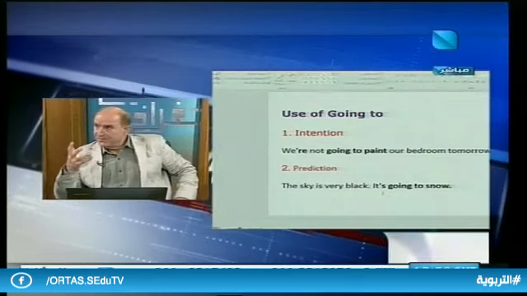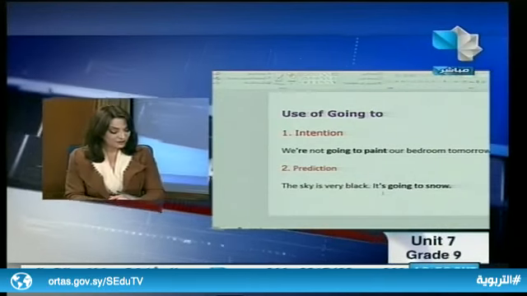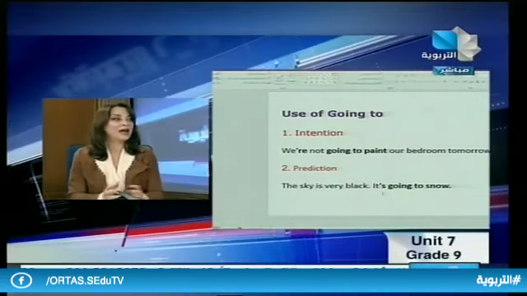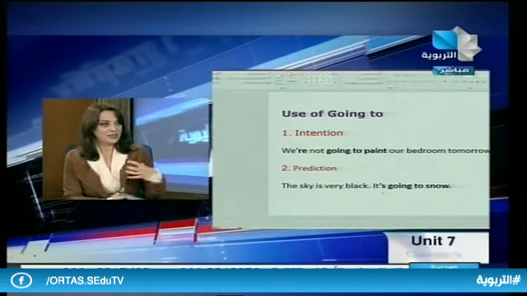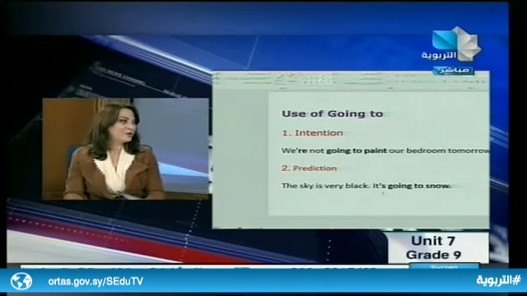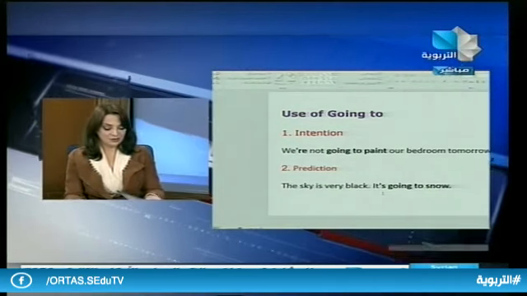And you can also use, as we said, going to for prediction. Like, for example, the sky is very black. It's full of black clouds. So this is a very strong sign that it's going to snow or to rain. It's going to snow or to rain.